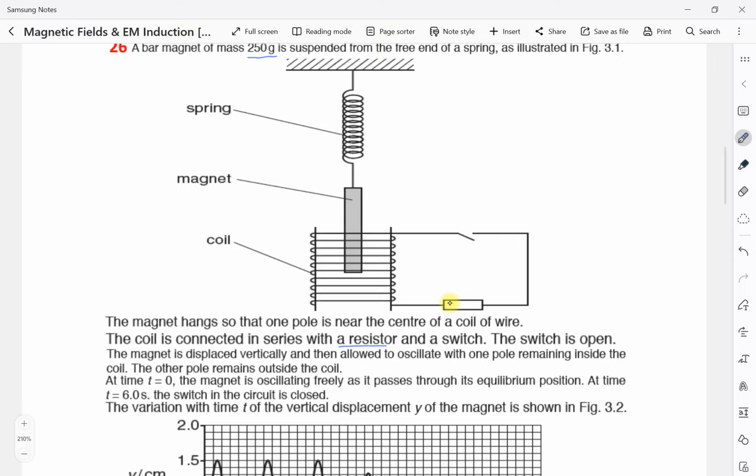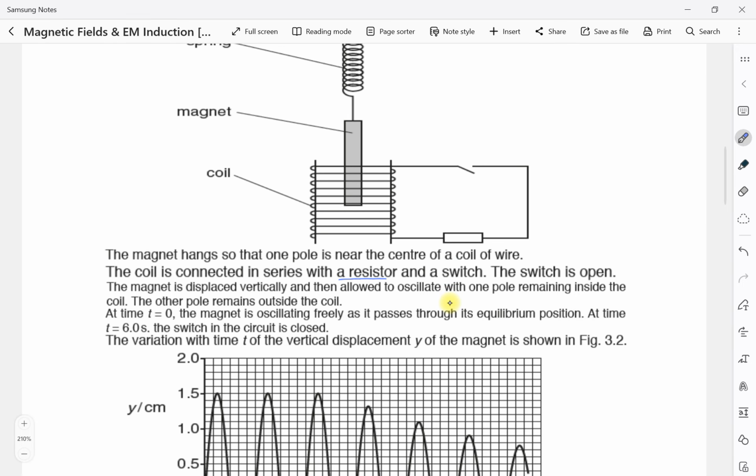The switch is open. The magnet is displaced vertically and then released to oscillate with one pole remaining inside the coil. The other pole remains outside the coil. So now that the magnet is oscillating, it is moving up and down. It means that the coil cuts the magnetic field of the magnet, and since the magnet is oscillating, there is a change in magnetic flux linkage between the coil and the magnetic pole. At time t equals 0, the magnet is oscillating freely as it passes through its equilibrium position.